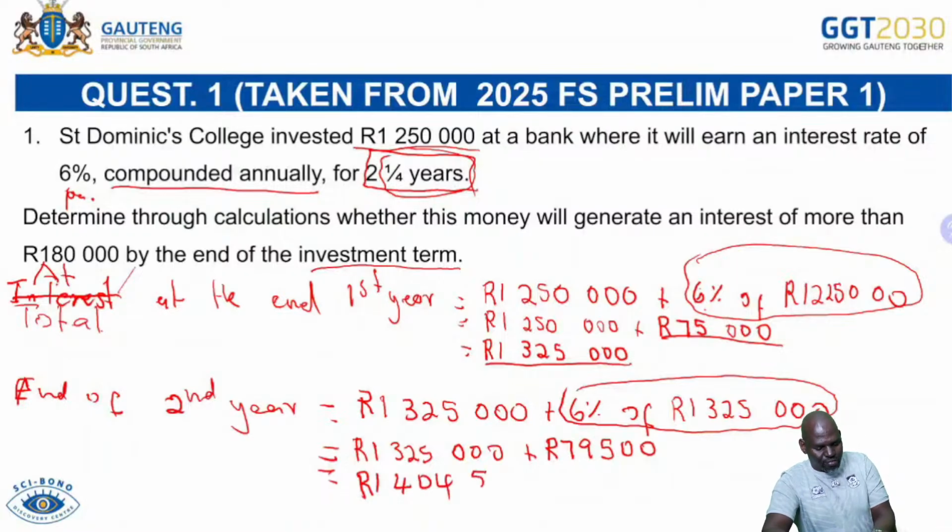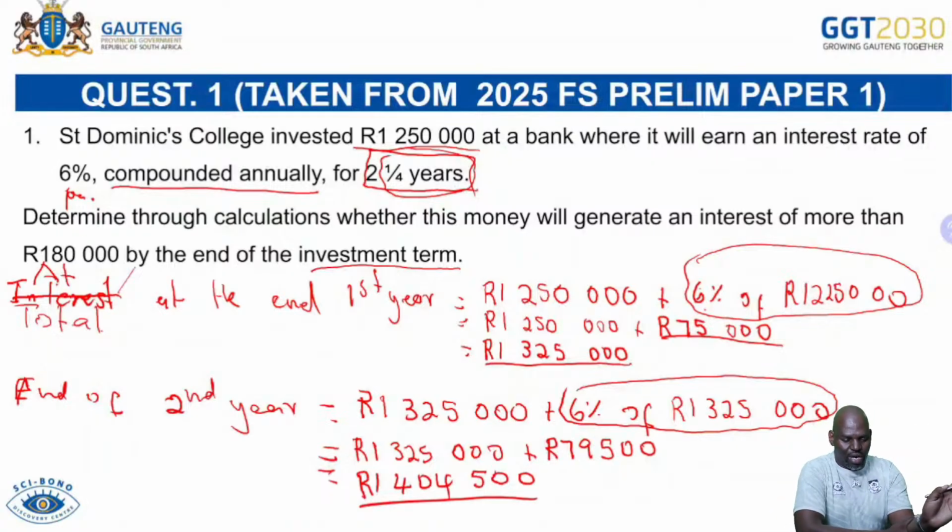1,404,500. Okay, so now this is the end of the second year. Now I have to go to the end of the third year. Now, do I have the third year? Here I've got 2.25 of a year. I've got the end of the first year, the end of the second year, but when I get to the third year, it's only 3 months. So 3 months is not the whole year. 3 months is a quarter of a year.